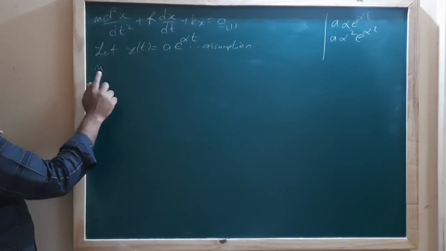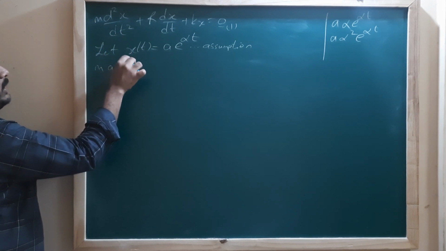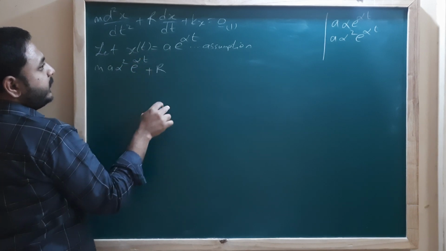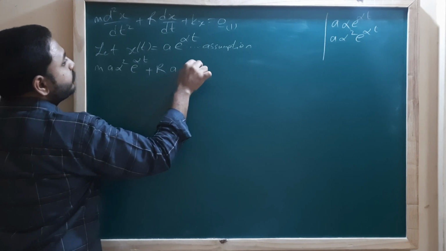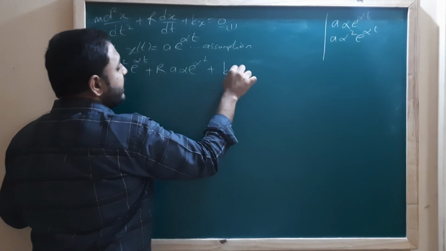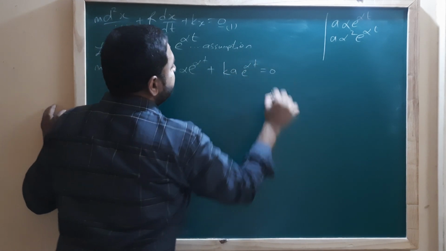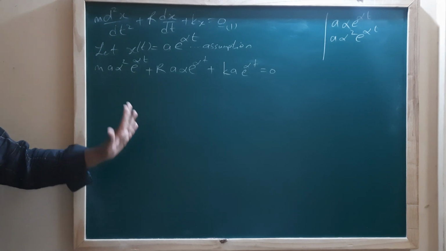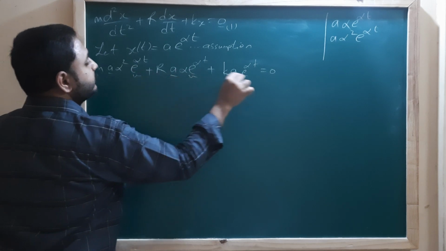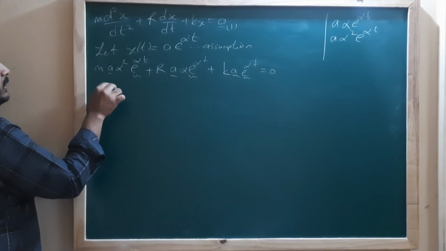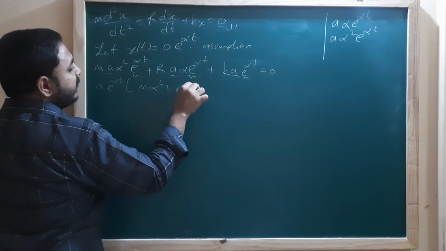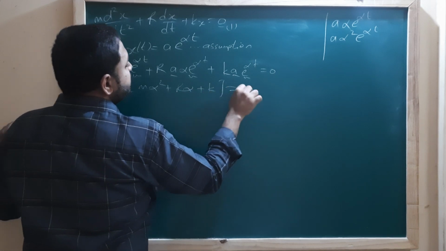Just substitute those values: m into a alpha squared e raised to alpha t, plus r into a into alpha e raised to alpha t, plus k into, instead of x I am just writing this, a e raised to alpha t, is equal to 0. Take something common that is common to all these terms. See, a is common and this e raised to alpha t is common. So take that common, a into e raised to alpha t, in bracket I will have m alpha square plus r alpha plus k is equal to 0.